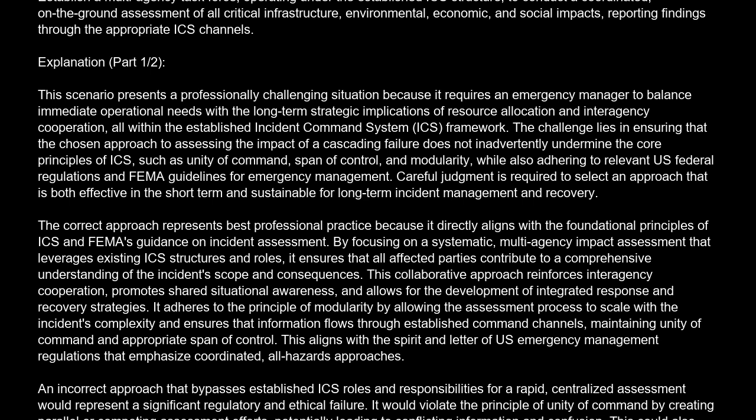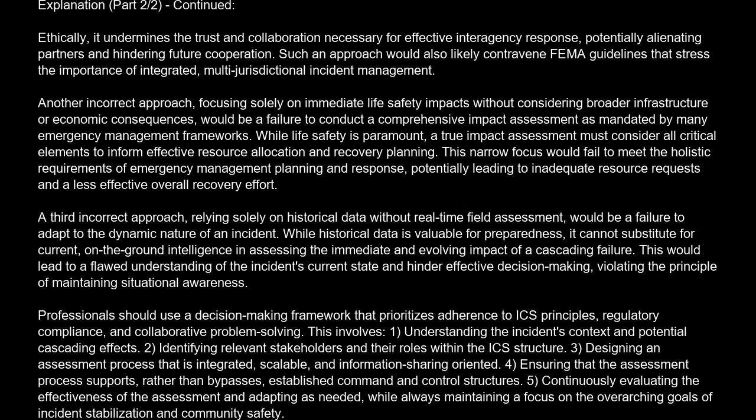This could also lead to a failure in maintaining appropriate span of control, as a single entity attempting to conduct a broad assessment without delegated authority would likely become overwhelmed. Ethically, it undermines the trust and collaboration necessary for effective interagency response, potentially alienating partners and hindering future cooperation. Such an approach would also likely contravene FEMA guidelines that stress the importance of integrated, multi-jurisdictional incident management.